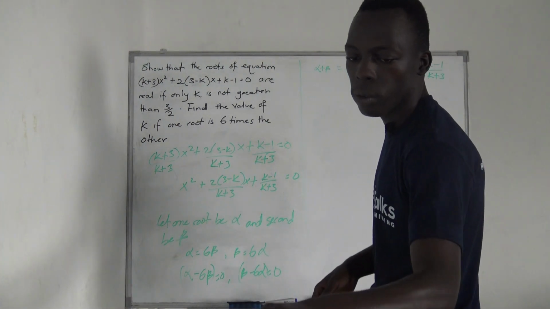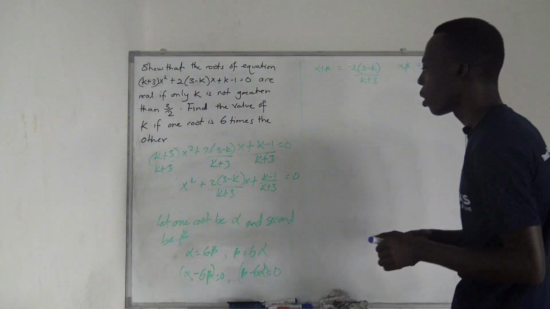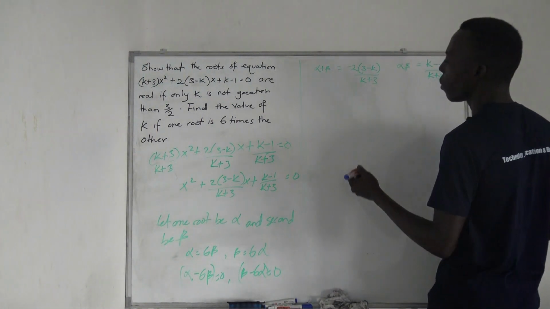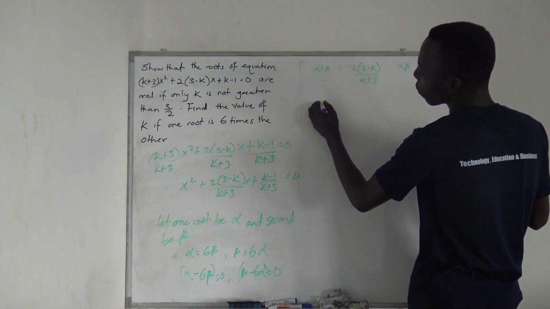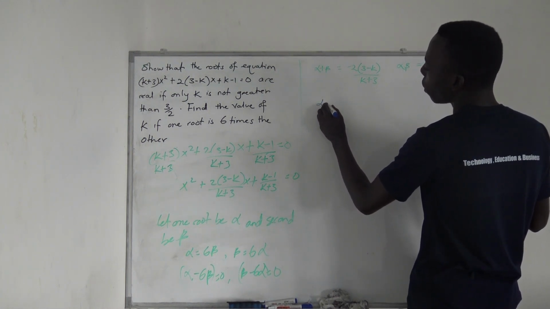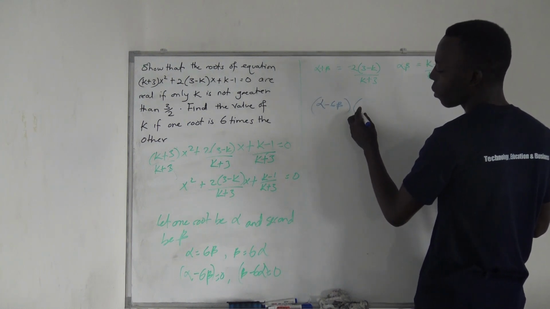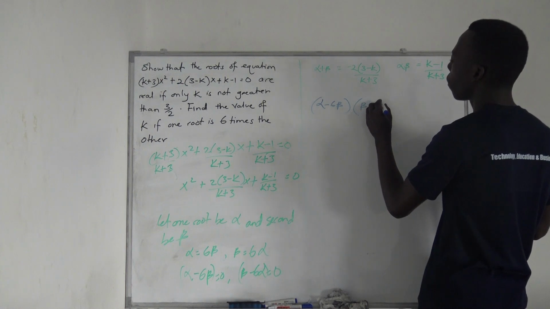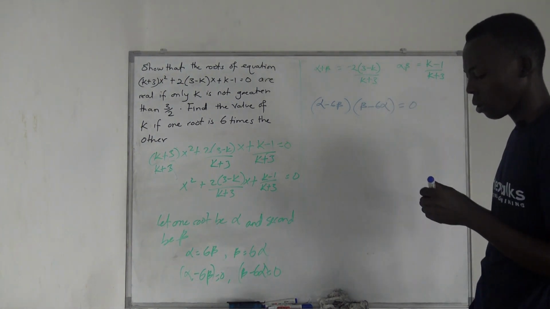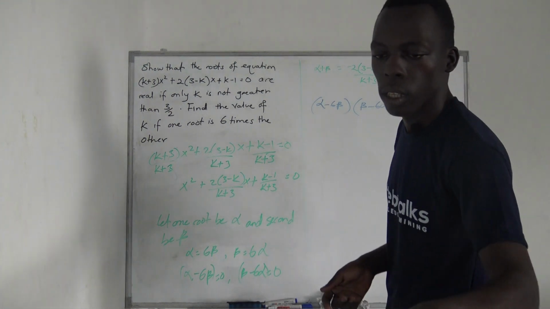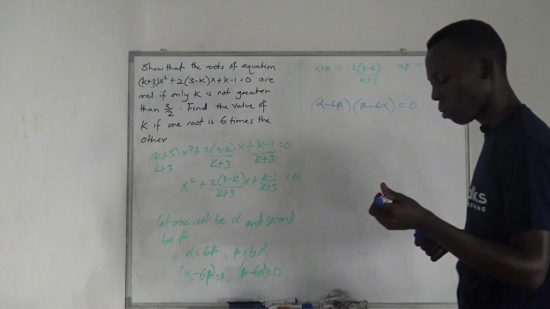So now we are going to continue with what we have here. We said when everything is equal to 0, we just multiply and equate to 0, which is (alpha minus 6 beta) times (beta minus 6 alpha). So this one will give us a 0. That's what I was generally talking about: everything you equate to 0.